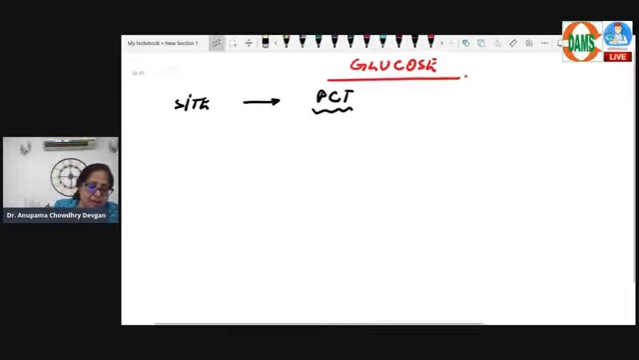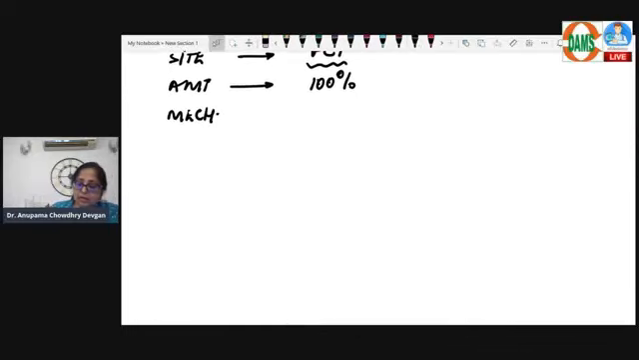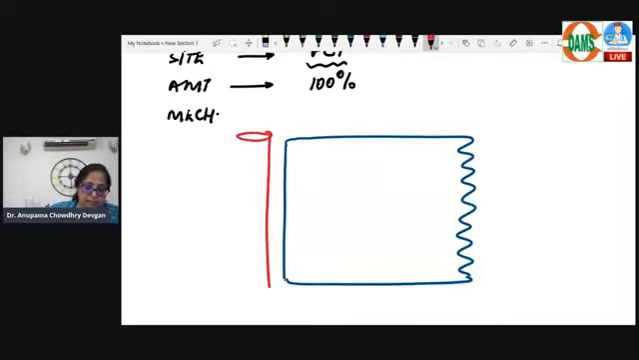How much is the amount of glucose reabsorption? 100%. What is the mechanism of glucose absorption? Let's see the mechanism of glucose absorption. Yes, magnesium reabsorption is similar to calcium, except that maximum magnesium reabsorption is in the thick ascending limb.